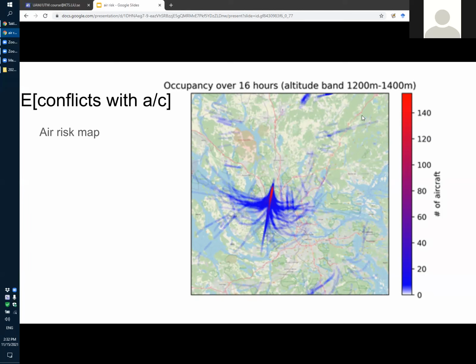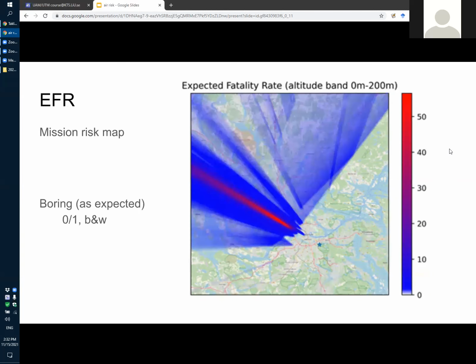Okay, so that was the occupancy. And now the risk maps, again, as before, we have the same hospital somewhere in Stockholm, and deciding where you can fly from it with UAM, depending on which height you are. So you can fly anywhere here, but you don't really want to fly anywhere here, or you probably cannot even fly here because you would have to intersect this area, which is super risky.